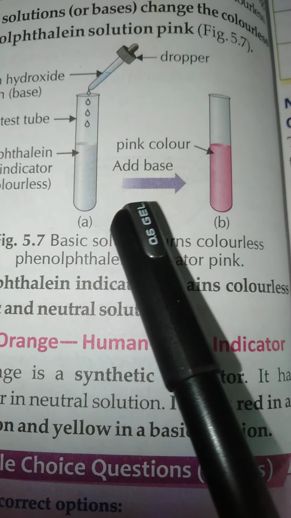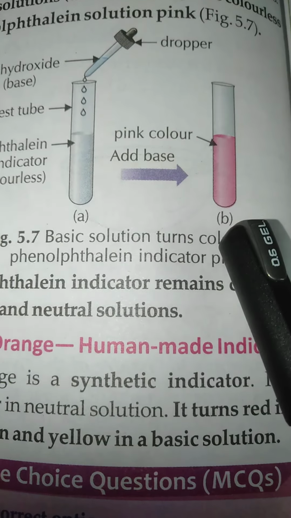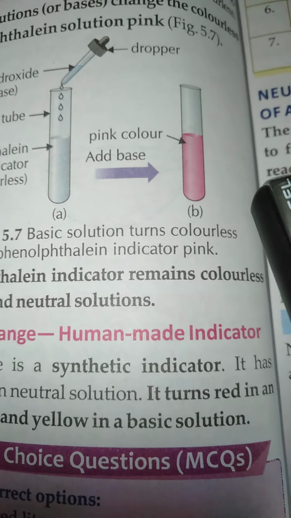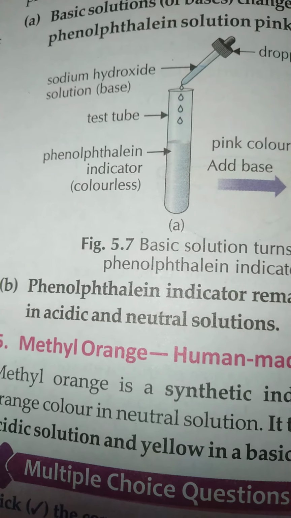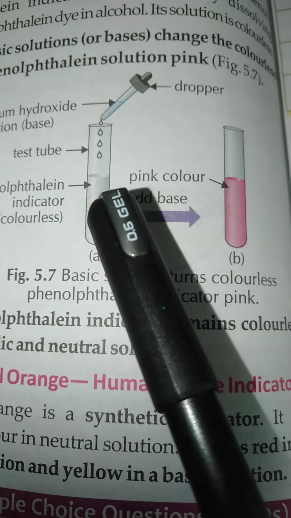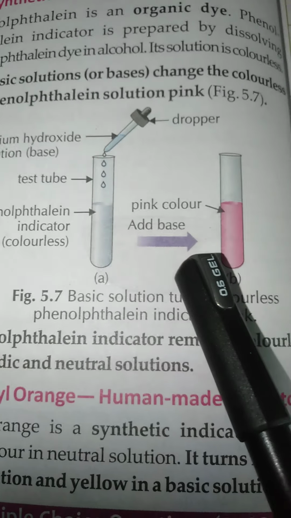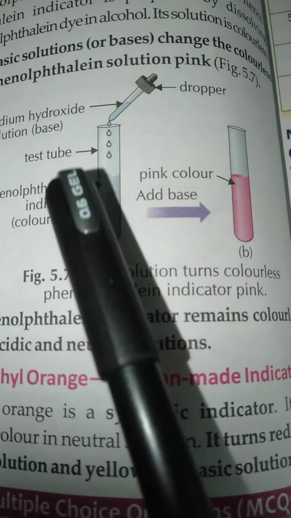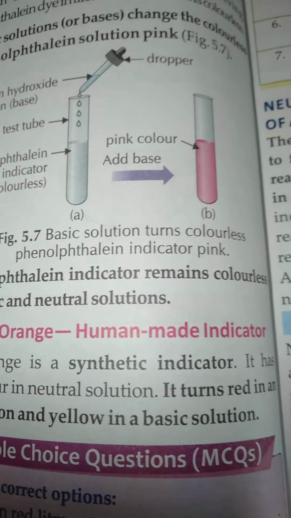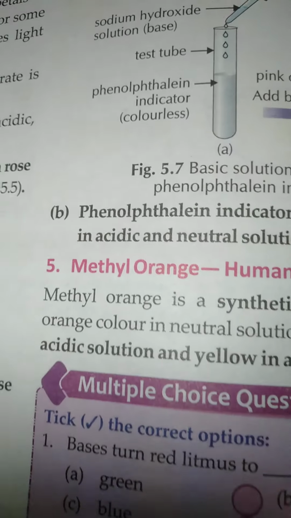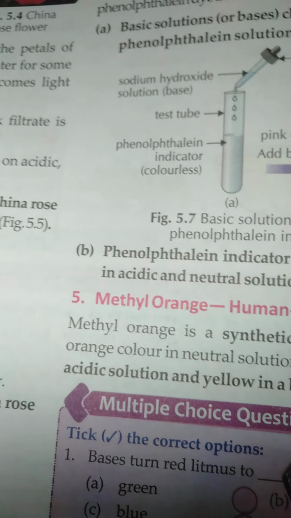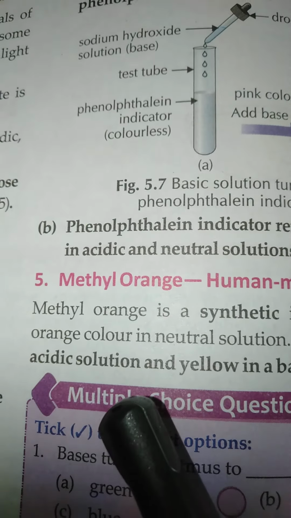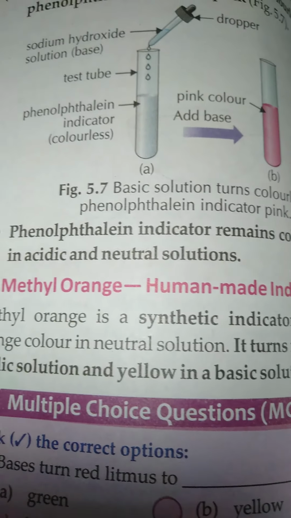Phenolphthalein indicator remains colorless in acidic and neutral solution. Sorry, if you add this in basic solution, it shows pink color, and in acidic and neutral solution, it does not show any color. Last one is the methyl orange. It is also a synthetic indicator. It has orange color in neutral solution. It turns red in acidic solution and yellow in basic solution.